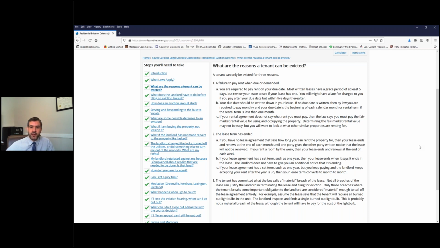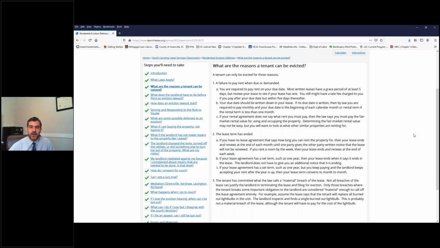So with the failure to pay rent, the general rule is you're required to pay on your due date. Most leases have a 5-day grace period, and state law has a sort of built-in 5-day grace period. You still may be subject to a late fee if you pay after the due date, but there's a slight grace period there. The due date should be written down in your lease, but if you don't have a written lease, or if the due date is not written into the lease, then state law supplements that term or adds that term to the contract, and it says that you're required to pay monthly at the beginning of each calendar month if your term is month to month, or it's less than month to month.